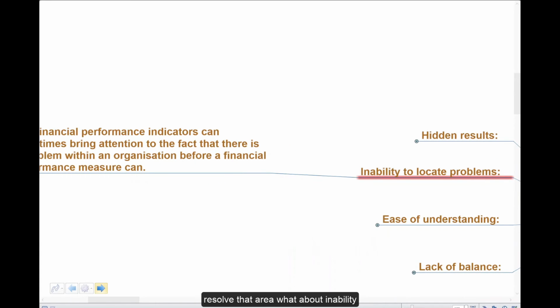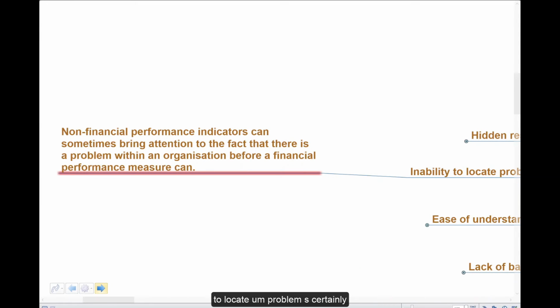What about inability to locate problems? Certainly non-financial PIs can bring attention to an area before financial performance measures can. So as we said up top, when we're talking about, let's say, footfall in a retail store, you can notice that immediately, before you prepare your accounts next month. You can see, we just don't have the footfall that we normally have at Christmas time or whenever.